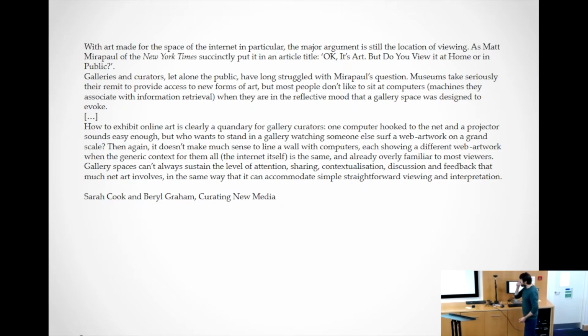But first, I just found this quote from two people who have written and talked extensively about new media and how you curate it: Sarah Cook and Beryl Graham, who also run a place called CRUMB. I can't remember what the acronym stands for, but it's run out of the University of Sunderland in the UK. And they're real pioneers in this idea of creating a contemporary art network of curators, critics, writers, and artists, that predates ideas of, say, Facebook. I mean, it was a chat room, I suppose, at one time.